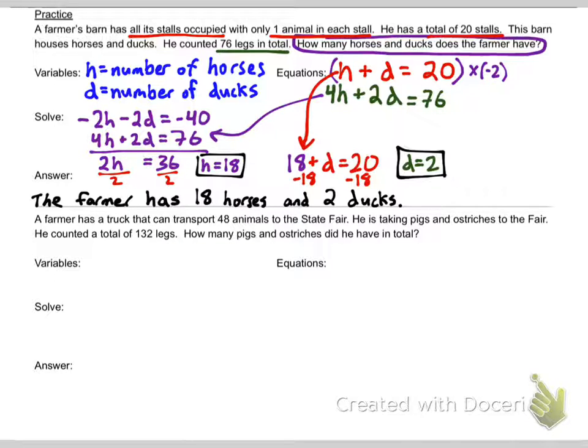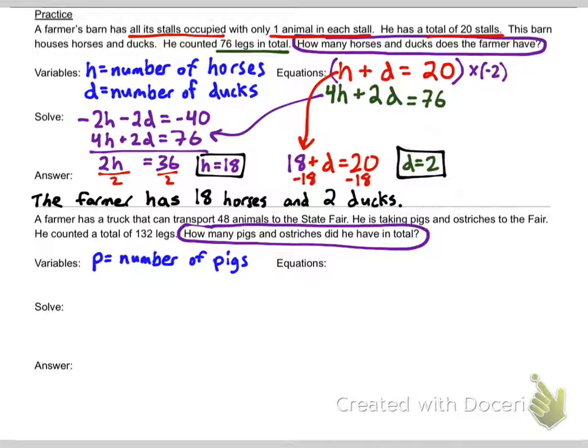Let's try the next one. A farmer has a truck that can transport 48 animals to the state fair. He is taking pigs and ostriches to the fair. He counted a total of 132 legs. How many pigs and ostriches did he have in total? Well, we want to figure out how many pigs and ostriches there are. I'm going to circle the question. So that means our two variables will be the number of pigs and the number of ostriches.